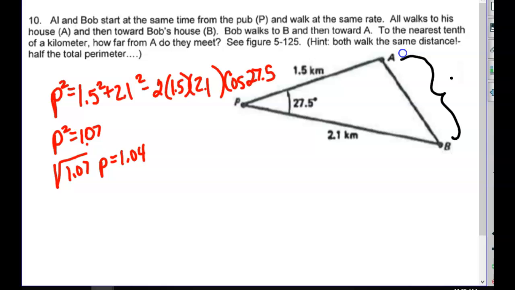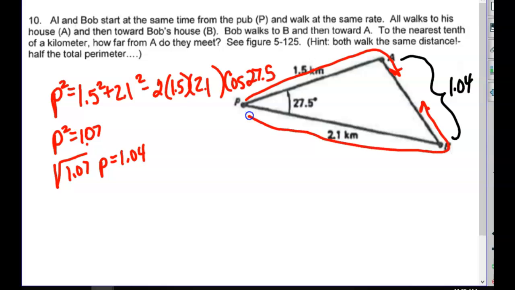Now, the idea here is somebody, Al, starts out and walks this way, and Bob starts out and walks this way. If they walk at the same rate, how far will they meet away from A? Well, they'll cover the same distance, right? If they're walking at the same speed and the same amount of time. So they're each going to walk half of the perimeter.